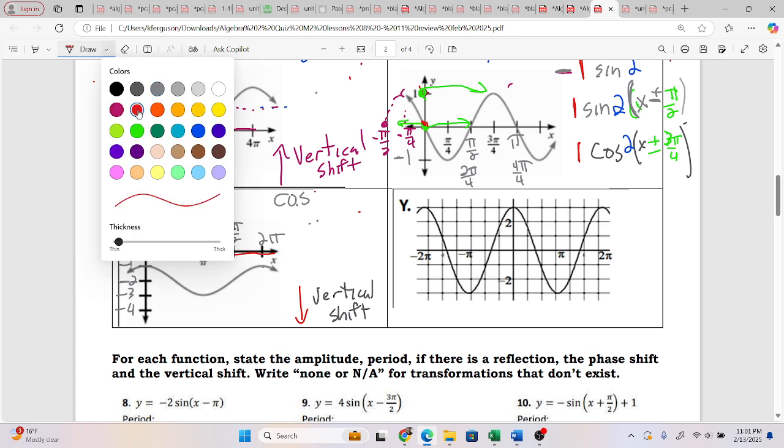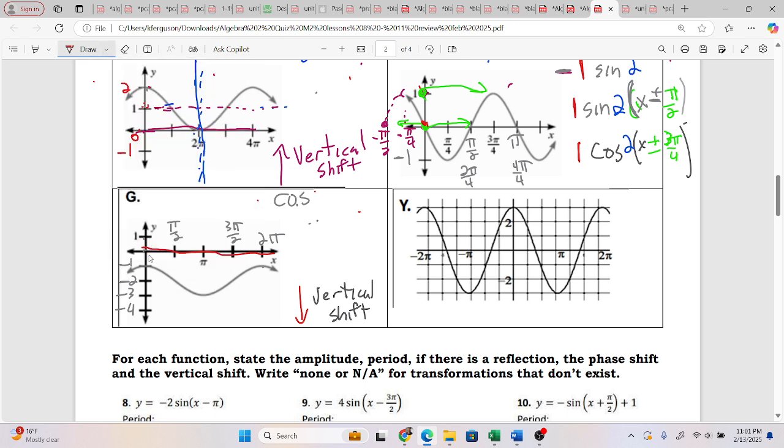And so now let's get that midline going. This is the high point at -1, and the low point is at -3. So right in the middle is -2. That's going to be our midline right in the middle. So there's my high point, there's my midline, there's my low point.